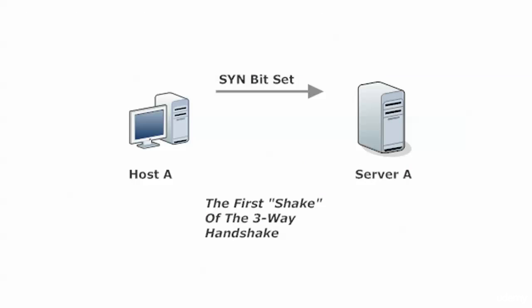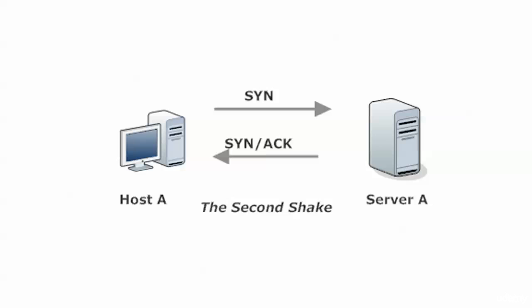So we got a host and a server, host A, server A. I didn't even put any IP addresses because we don't really need them here. But here's the first shake of the three-way handshake. So even though we have a three-way handshake, we have two devices involved. So we have the SYN that goes out first.